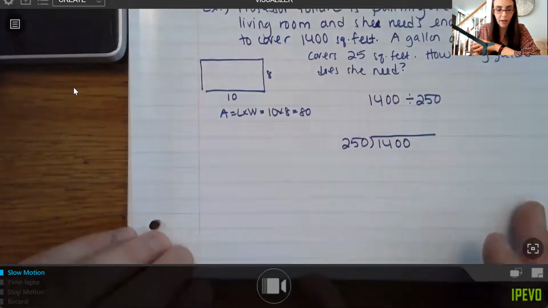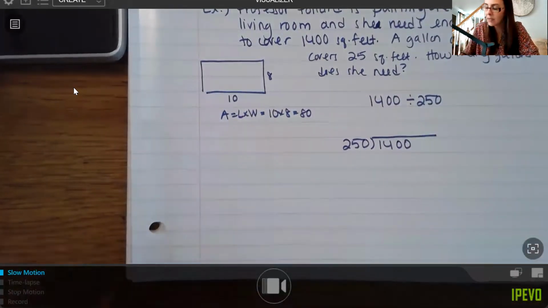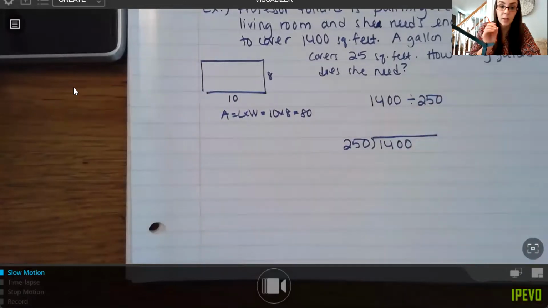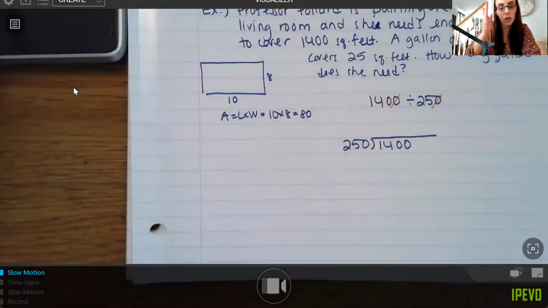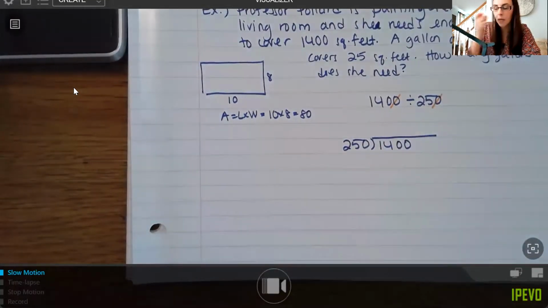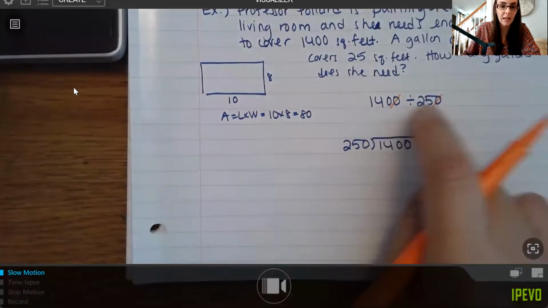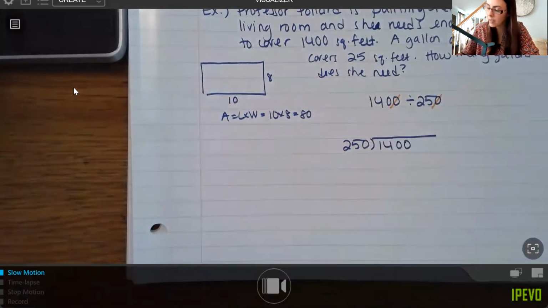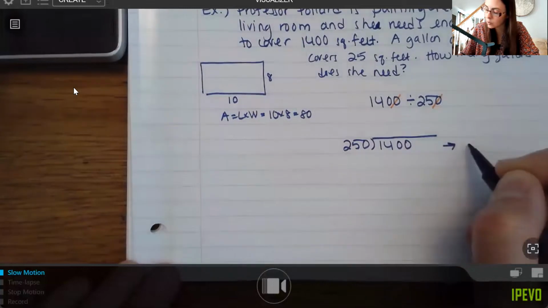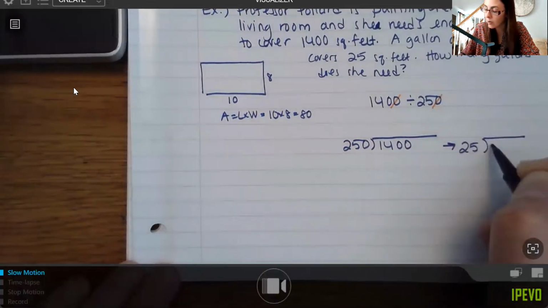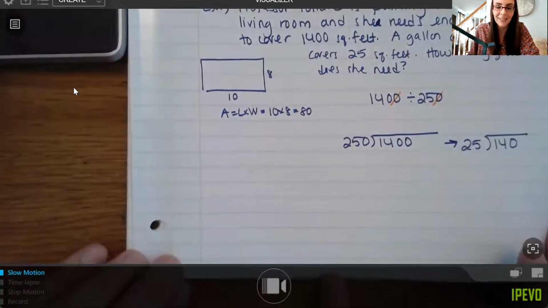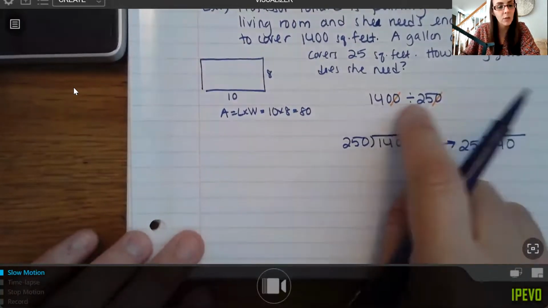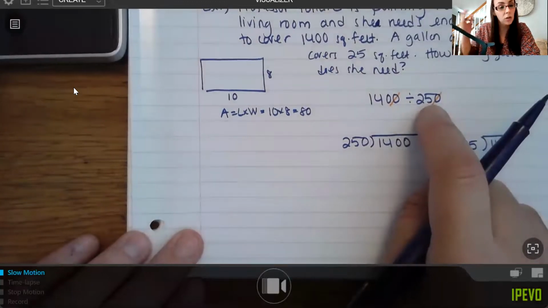I will tell you a little shortcut here: when you have zeros on the end, and again, this is whole numbers, not decimals, you can actually cancel them out, but you just do one at a time. So you have to pair them up. So technically you're dividing each of these numbers by 10 to start. And it's just going to make your problem a little bit easier. So now I can do 25 into 140. So just a little tip, if you haven't seen it for a long time, that you can cancel zeros when you're dividing on the end, but you just do them in pairs.